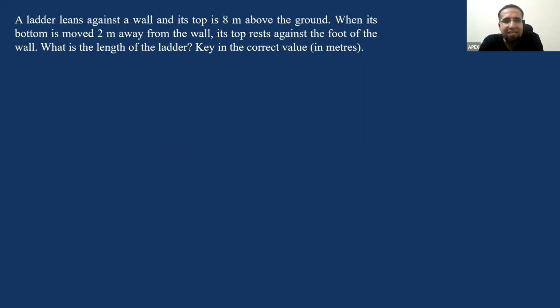Now it says a ladder leans against a wall and its top is 8 meters above the ground. Okay. So this 8 is given and we have a ladder whose length I do not know. Now, when its bottom is moved 2 meters away, okay, so if this is equal to x. Now this question says when the bottom is moved 2 meters away, let's say this is 2.